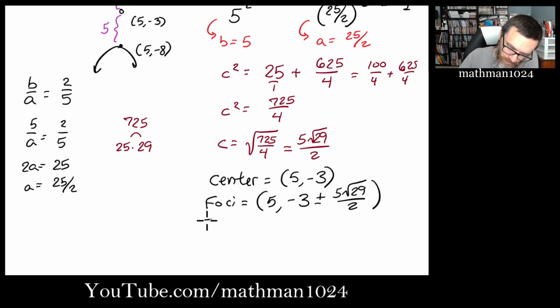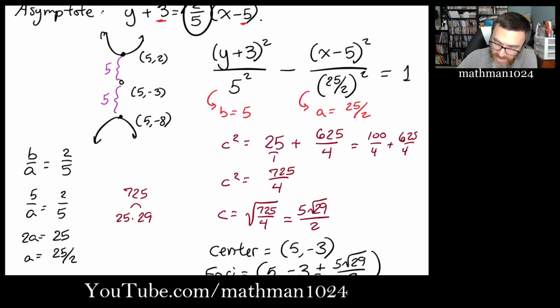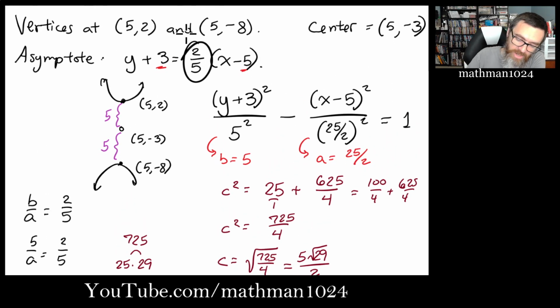Your transverse axis is going to be a vertical line, so that's x = 5. Boy, my handwriting is really off today. I'm very sorry. Your conjugate axis is y = -3. Your asymptotes, well, we can really just kind of grab this right here, and it's going to be plus or minus, right?